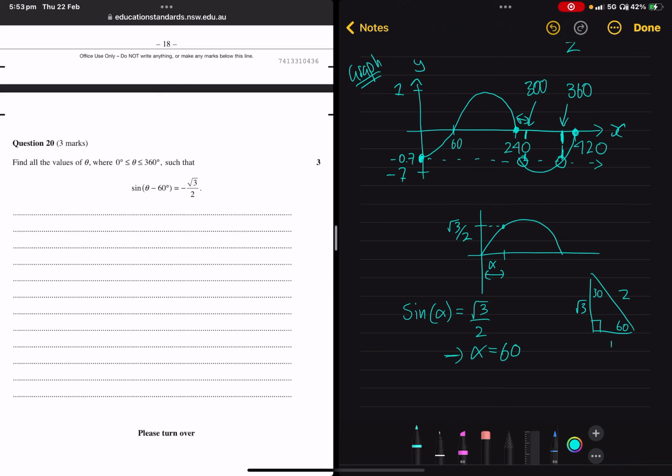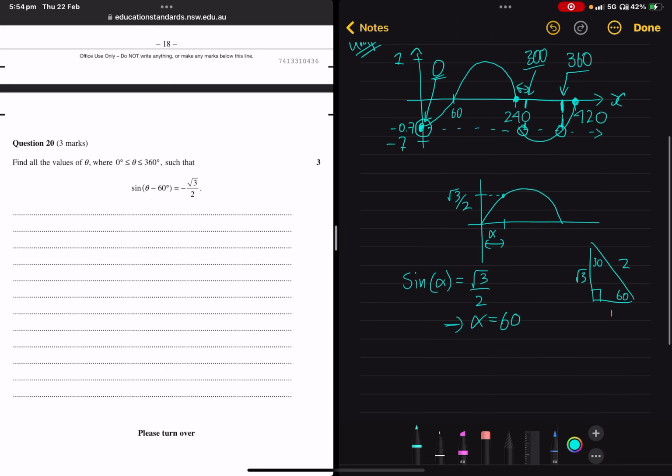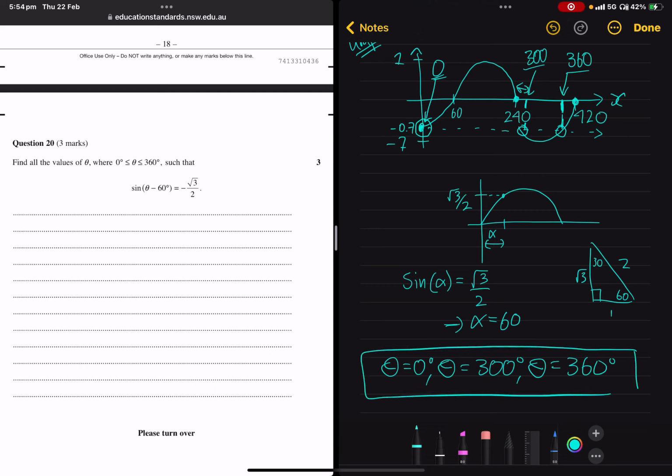Now, because we have 300 and 360 and we know the difference between the solution and the x-intercepts is 60, this tells us that we will actually have another solution directly down here because it's been shifted by 60. So we will have a solution here. It will occur at 0. So when we're told to find all values of theta, we have theta equals 0, theta equals 300, and theta equals 360. This is all in degrees. These are the 3 solutions to this particular trig equation.